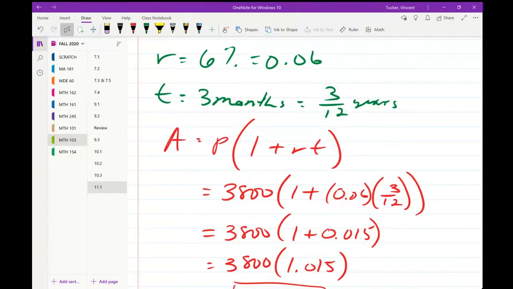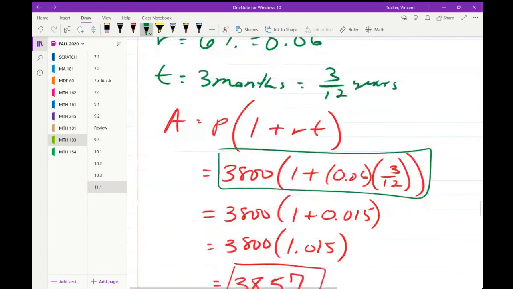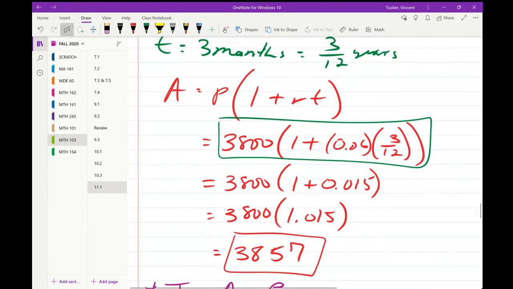And depending on the type of calculator that you have, you could plug it all in, like this. Or if you have to do it in steps, that's fine as well. So perform order of operations, 0.06 times the 3 over 12 is 0.015. Then you add 1 plus the 0.015, that'll give you 1.015. And 3,800 times the 1.015 would be 3,857.